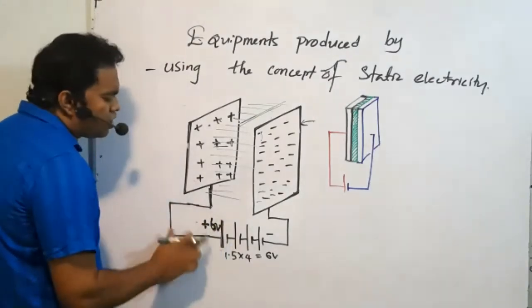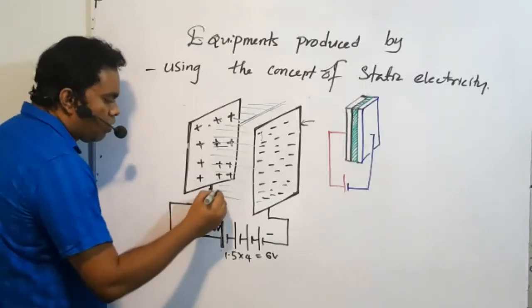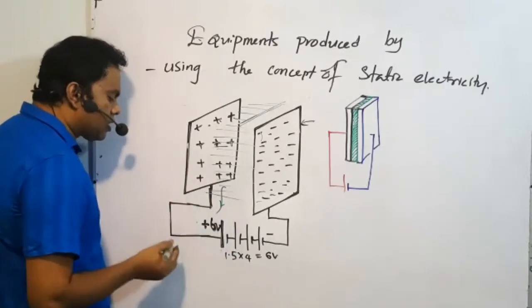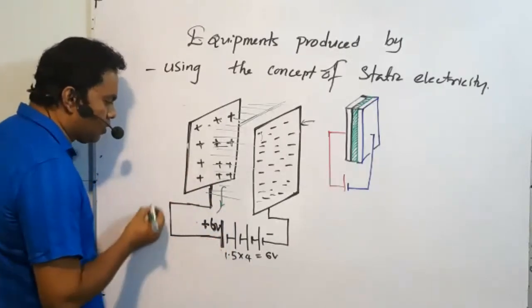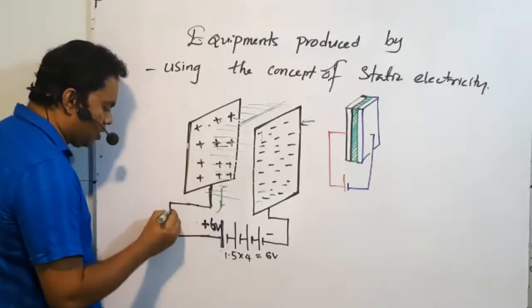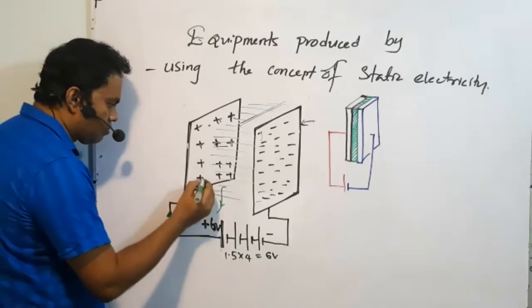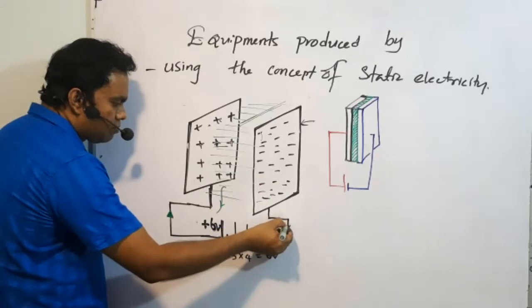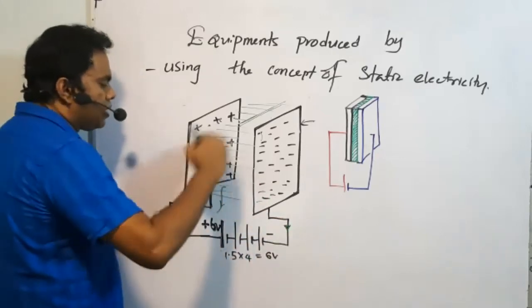When you charge it, it is charged in this way. Although electrons come in this direction, scientists consider that positive charge moves from positive to negative. So positive charge comes like that. Here, positive charge comes in this way. So that's how a capacitor is charged.